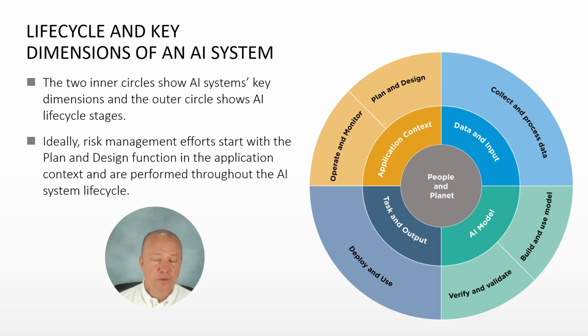So NIST provides this graphic to illustrate the AI lifecycle. The 2 inner circles show AI systems' key dimensions, and the outer circle shows AI lifecycle stages. Ideally, risk management efforts start with the plan and design function in the application context and are then performed throughout the entire AI system lifecycle.